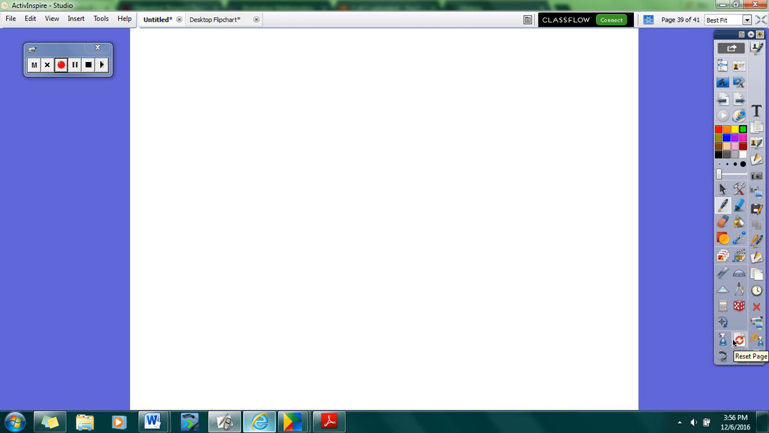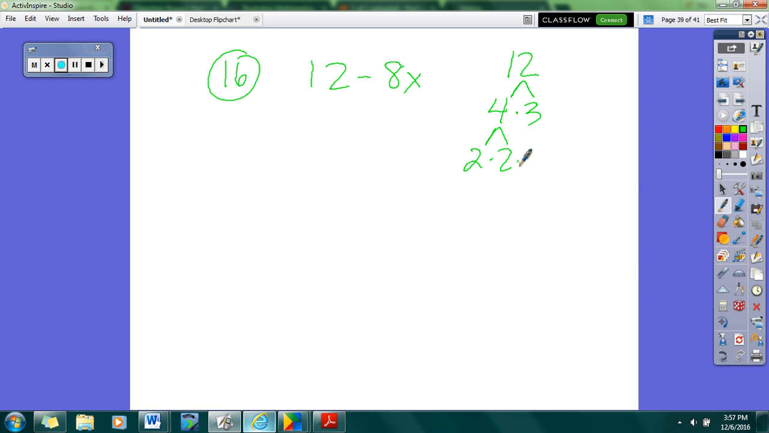Actually, I'm going to do number 16 because the rest of them seem like there's an addition, so I want to do another subtraction problem. In number 16, I have 12 minus 8x. So let me look at 12 minus 8x. I'm going to break down 12. 12 is going to be 4 times 3, 2 times 2 times 3 when I make my factor tree. 8x is going to be 8 times x, which is going to be 4 times 2 times x.